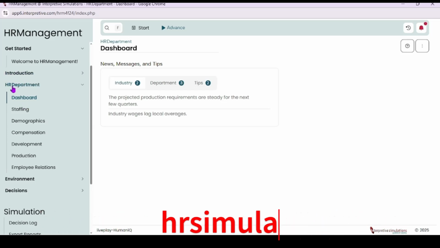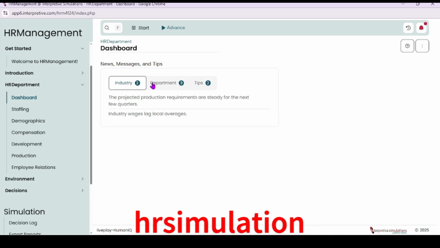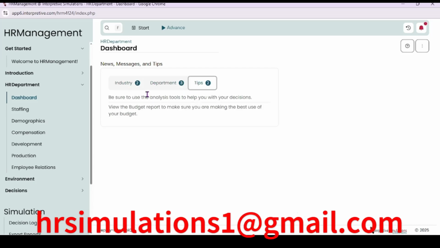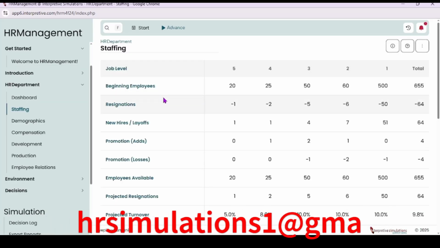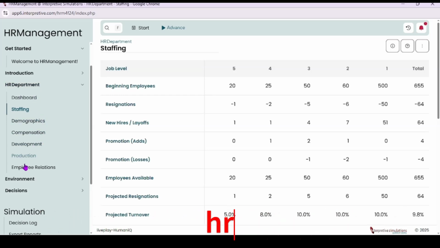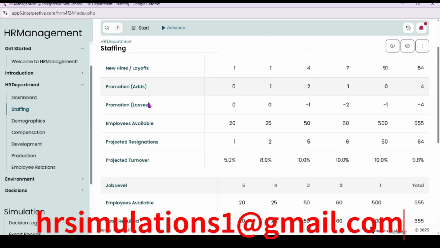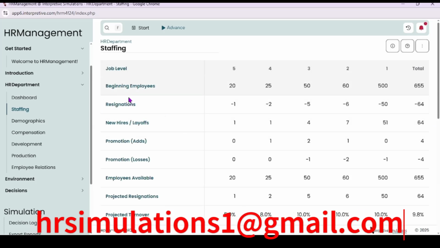I'd already set my company name, and on the left hand side, you can see the introduction, HR department, whereby you have the dashboard, where you can see maybe department tips. You also have the staffing, whereby you can see what's needed. This is like a report for the HR department before you make the decision. You can see the number of employees and the job levels, job level 1 to 5, under staffing.